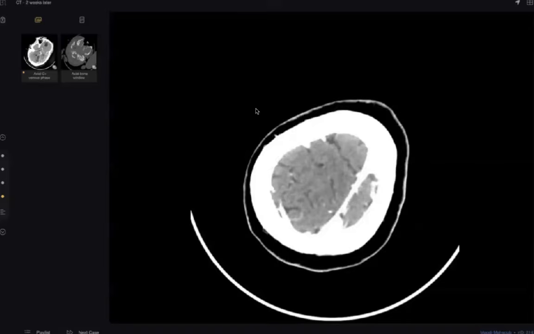The final diagnosis is extensive pansinusitis with orbital cellulitis and multiple brain abscesses.